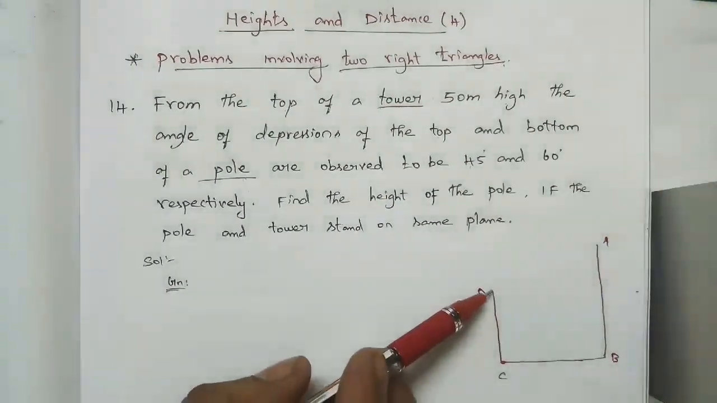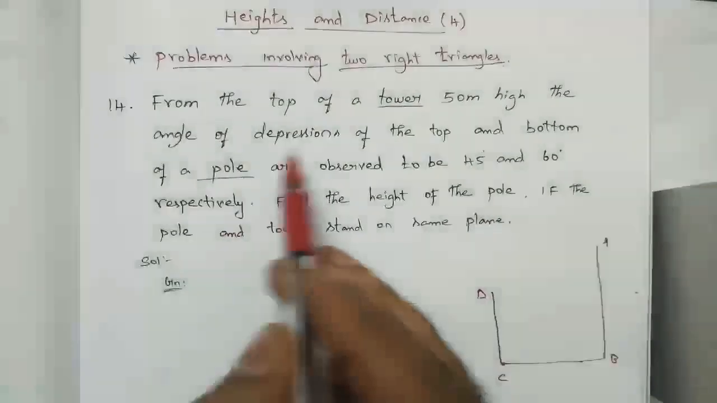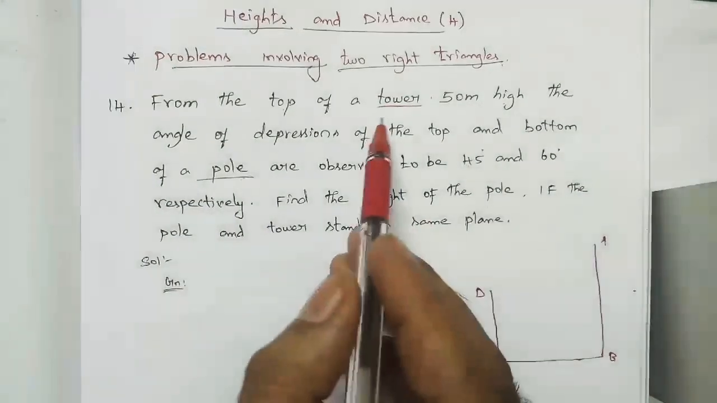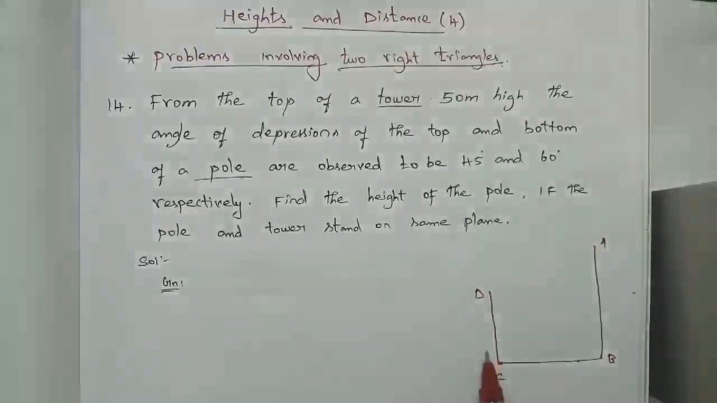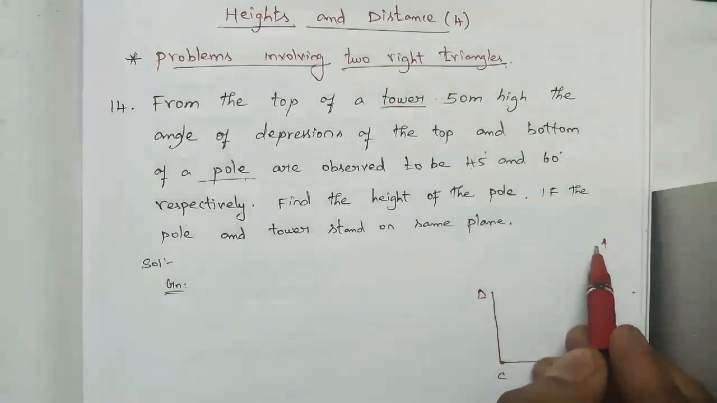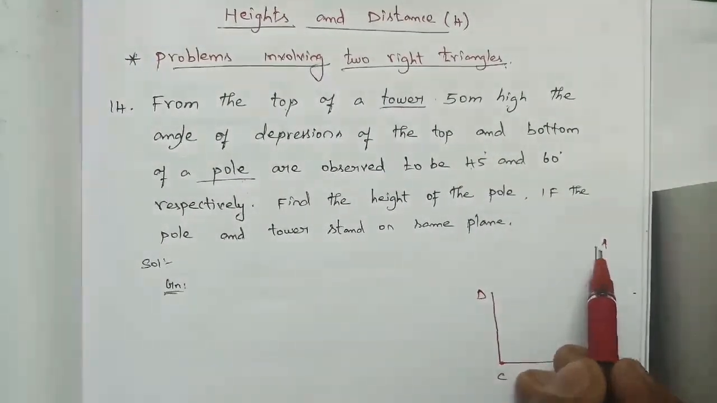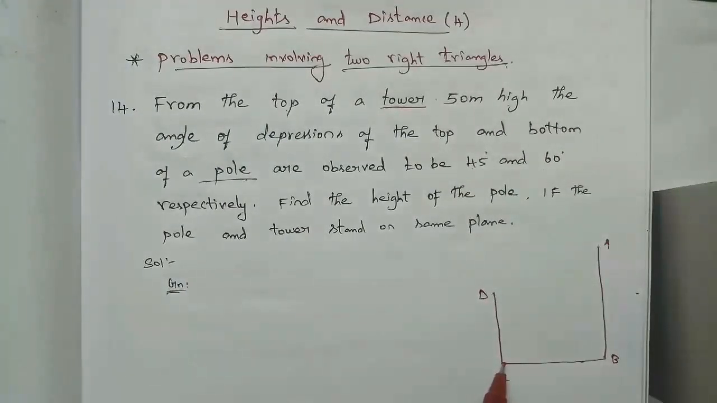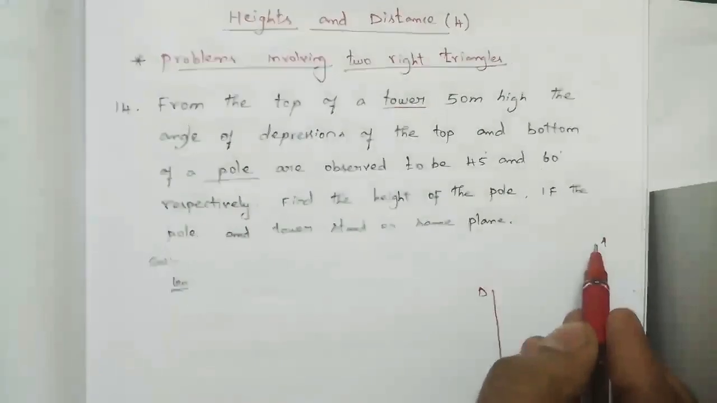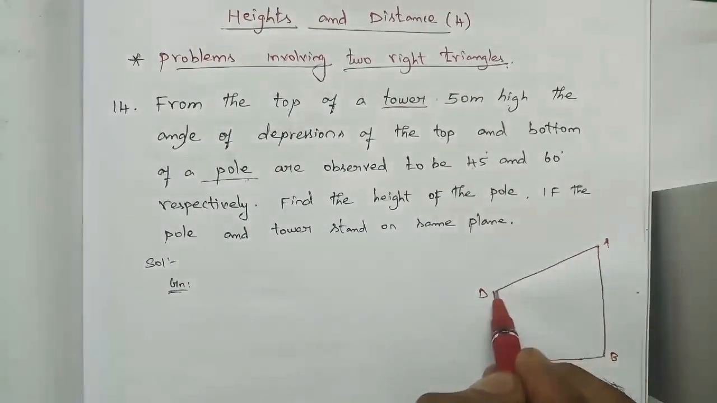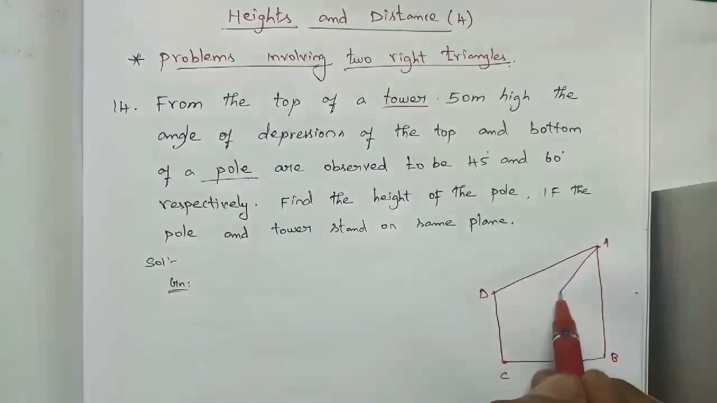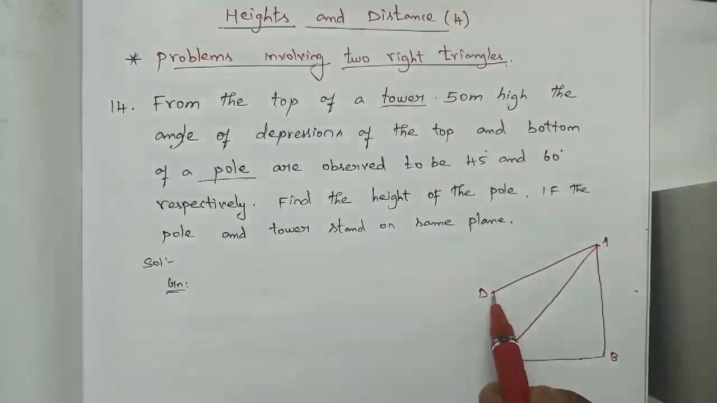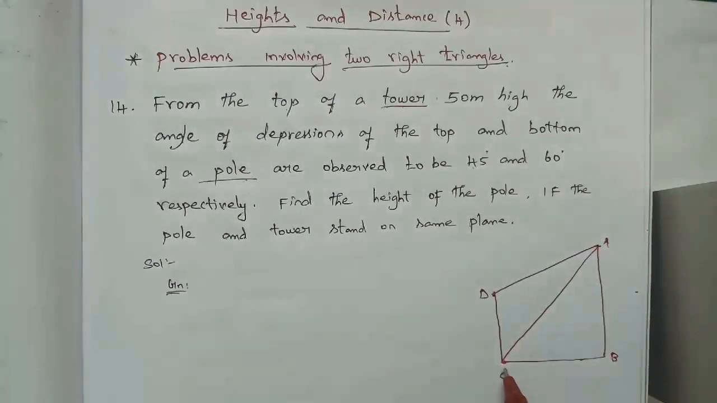See, why I am drawing this one smaller and this one bigger: while we are reading, that time itself we have come to the conclusion that the tower is bigger than the pole. So from the top of the tower, they are observing the top of the pole. At the same time, they are observing the foot of the pole. So the lines of sight are AD and AC.